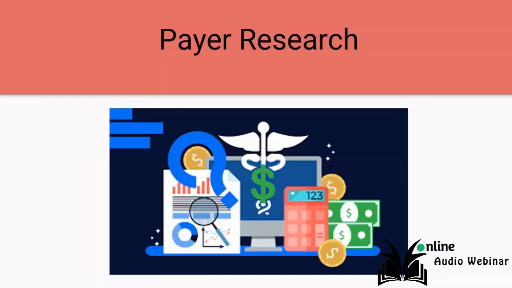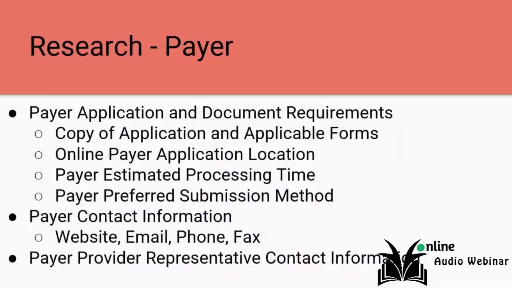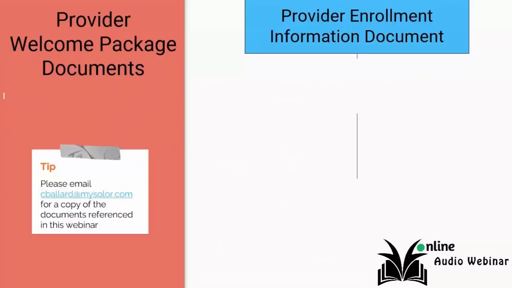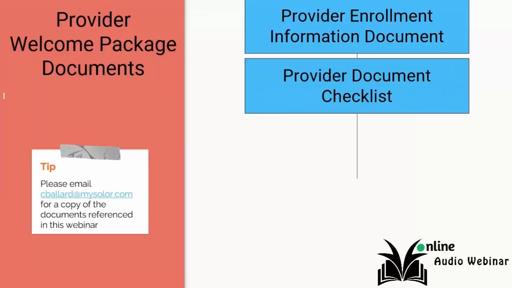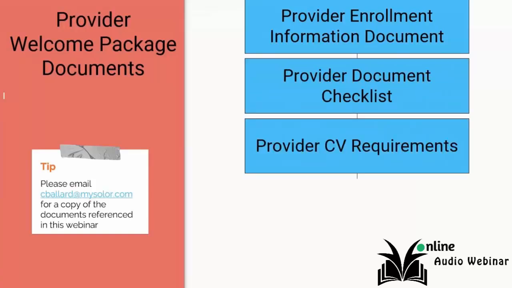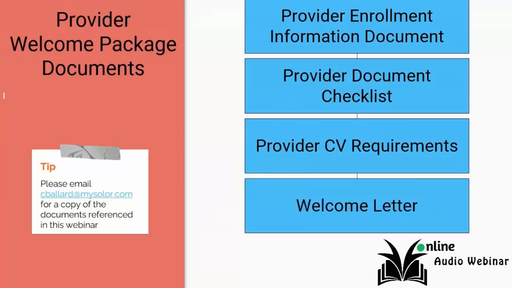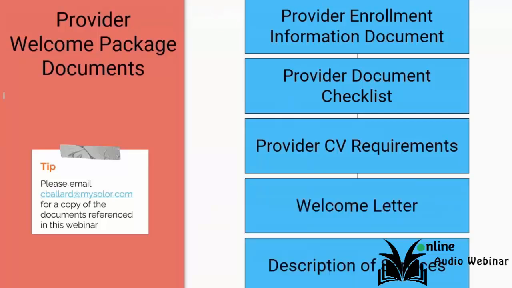Now we have to move on to the payer research. For the payer research, one of the first things you want to know is what the payer application and documentation requirements are. Reviewing the provider welcome package documents, you need your provider enrollment information document. You need your provider document checklist. You need your provider CV requirements, your welcome letter, and your description of services.